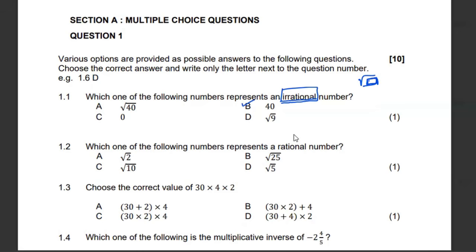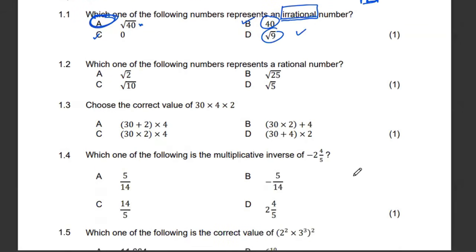So this is rational, it can be written as a fraction. This is rational, it can be written as a fraction. Square root of 9, we can find it, but we cannot find the square root of 40. So A is the correct answer there. And then which one of the following numbers represents a rational? A rational is basically a number that can be written as a fraction. Square root of 2 is out, root of 10 is out. Can we find the square root of 25? Yes, it becomes a 5, and 5 can be written as a fraction, which is 5 over 1. So B is the best option.